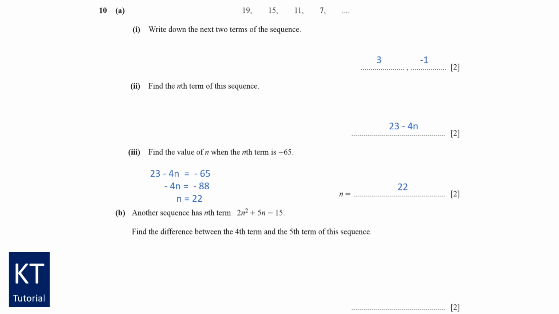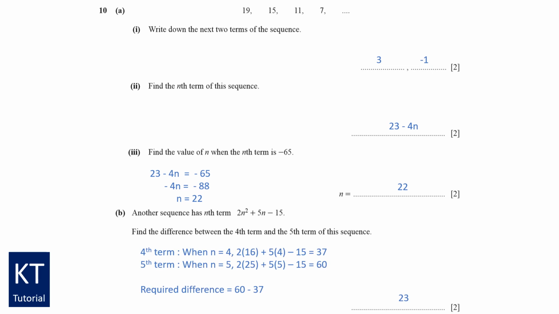Finally, another sequence has the nth term 2n² + 5n - 15. Find the difference between the fourth term and the fifth term of this sequence. The fourth term is when n equals 4, with the expression being 37. The fifth term is when n equals 5, with the expression being 60. The required difference is 60 - 37.